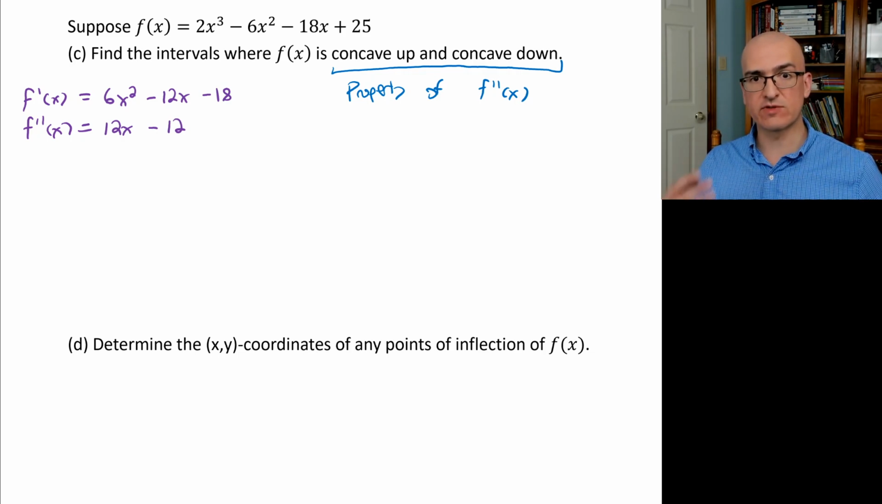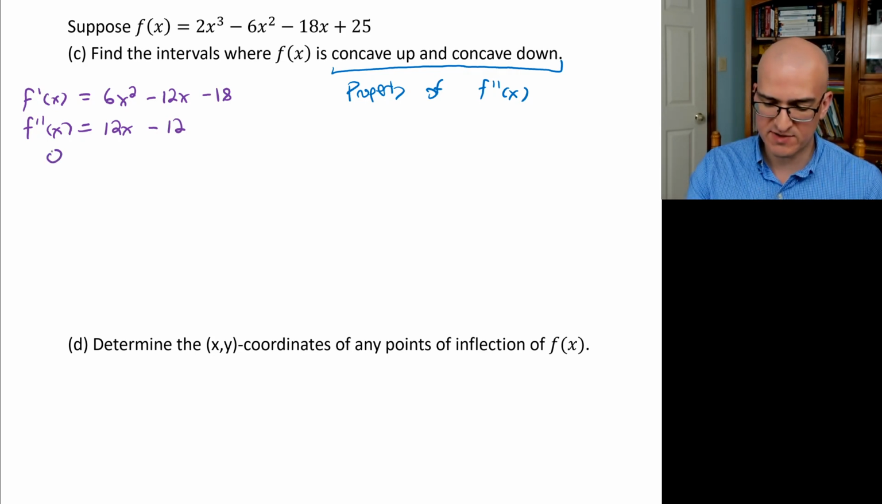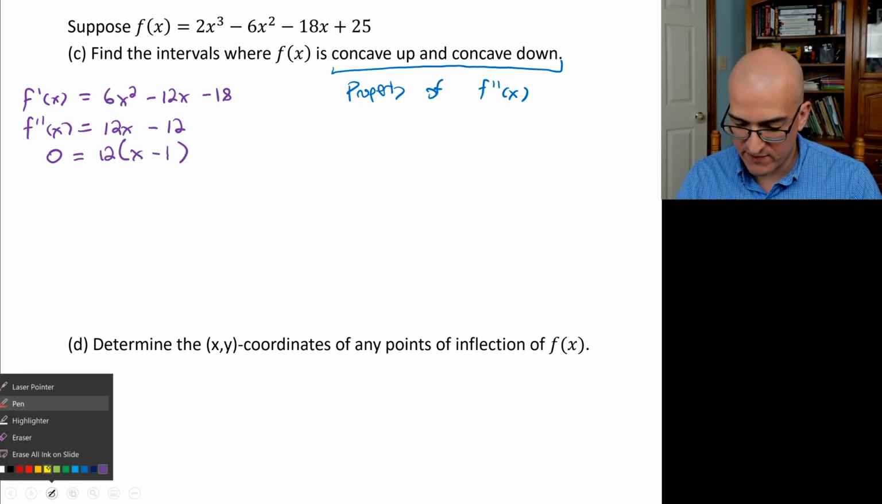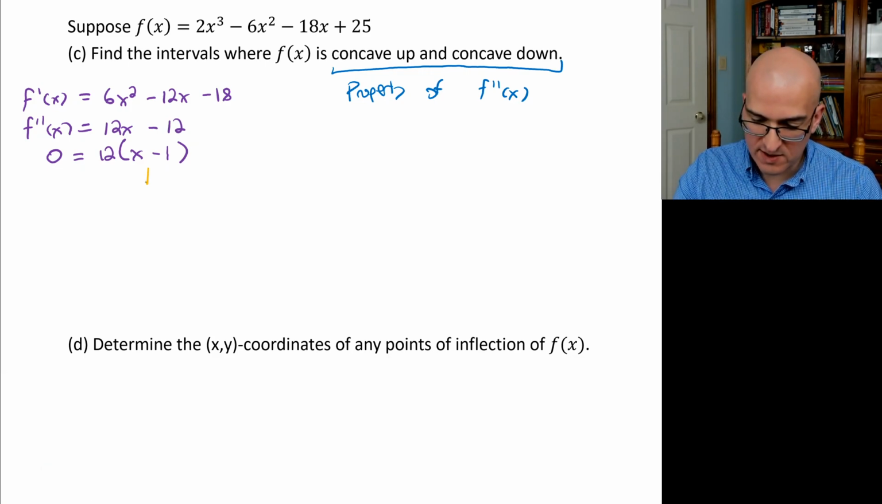So we're going to set it equal to 0, as 0 is a number that's between positives and negatives. So 0 is equal to 12. I'm going to common factor 12 out, 12 times x minus 1. There's only one solution here. We have a solution at x equals 1.